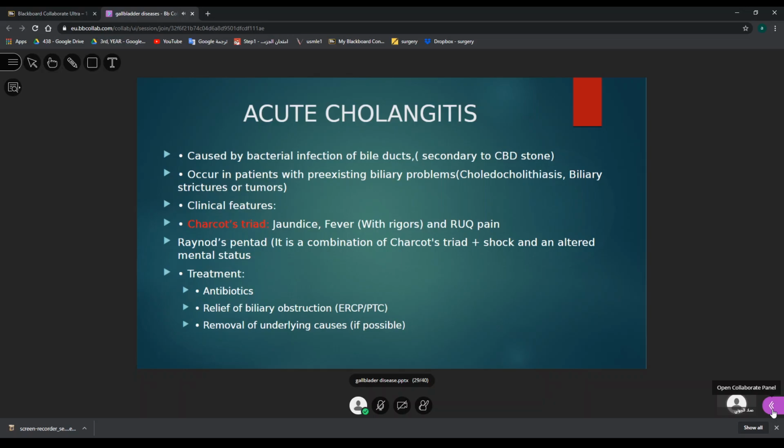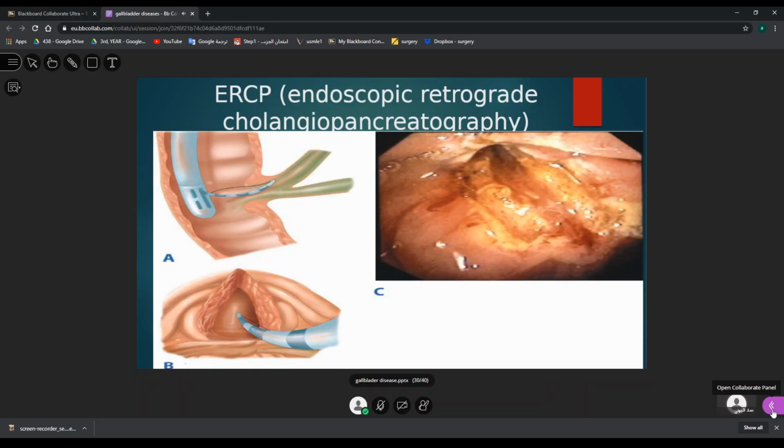So ERCP is endoscopic retrograde cholangiopancreatography, which is endoscopy. You go from the mouth, endoscopy, until we reach the second part of the duodenum. We go to the sphincter of Oddi, and as you can see from the picture, from the scope we insert the catheter through into the biliary tree, and we extract the stone. You can see here, this is the sphincter of Oddi. We inserted the catheter inside, and we drained the stone. See the yellow discoloration?